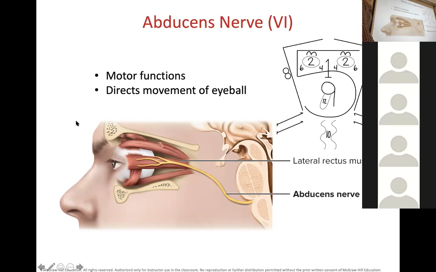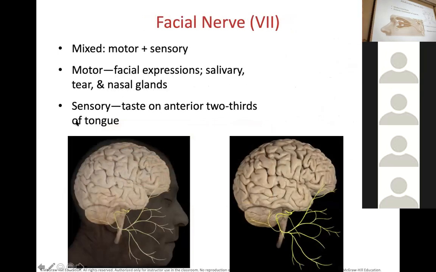Okay, abducens. Facial nerve, number 7. It's pretty generic sounding, but it has motor and sensory functions. So from a motor perspective, it allows for facial expressions. So when you're surprised or you're angry or happy, your facial nerve is controlling all of those muscles that allow for the facial expressions.